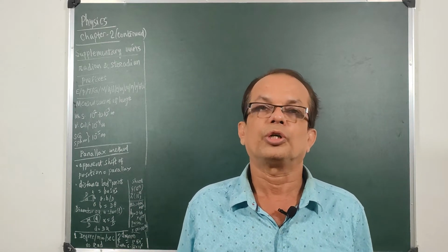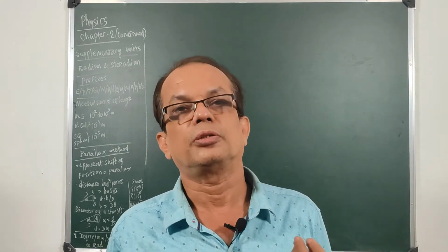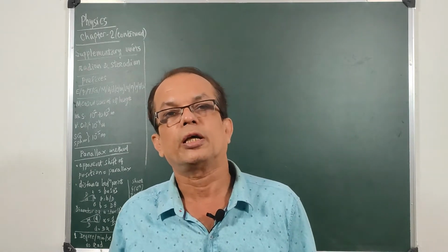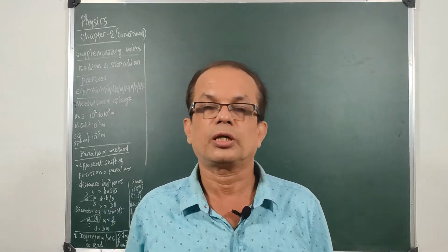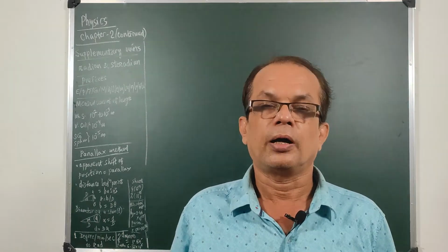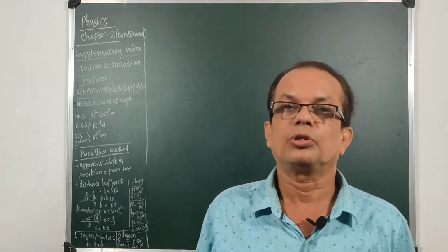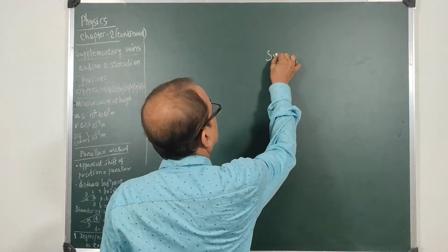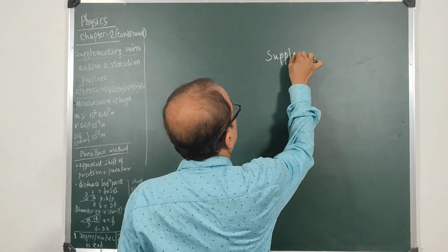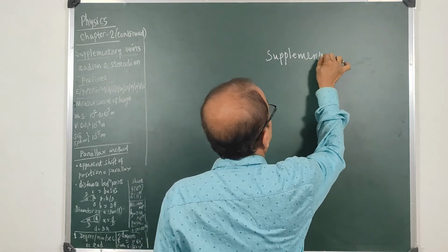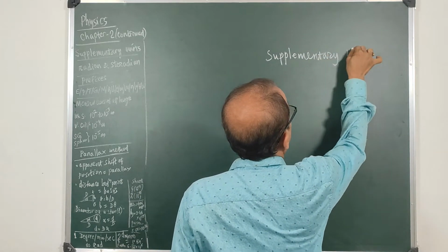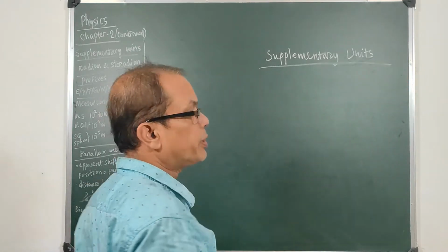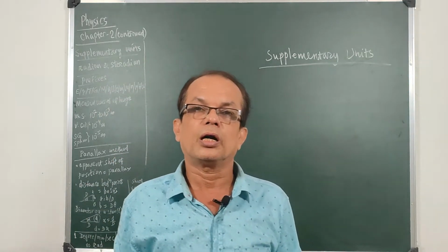Today we are going to continue from where we left off in class 11 physics. We were studying units and dimensions. We have already covered standard international units, and today we shall start with the supplementary units. What are the supplementary units? The measurement of plane angle and solid angle.